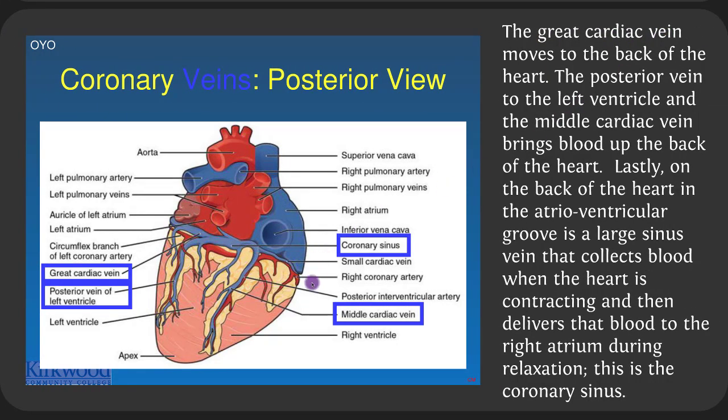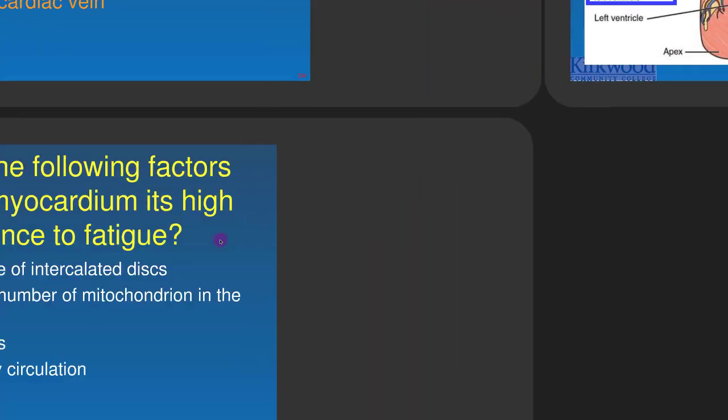The great cardiac vein moves to the back of the heart, so it came up the front and now it moves around to the back of the heart, and we can see it right here. Posterior vein of the left ventricle and the middle cardiac vein bring blood up the back of the heart. Lastly, on the back of the heart is the atrioventricular groove, so between the atrium and the ventricles, there's a large sinus there that collects blood when the heart is contracting and then delivers that blood to the right atrium during relaxation. This is called the coronary sinus. So this larger vessel right here is called a sinus. It's called the coronary sinus.